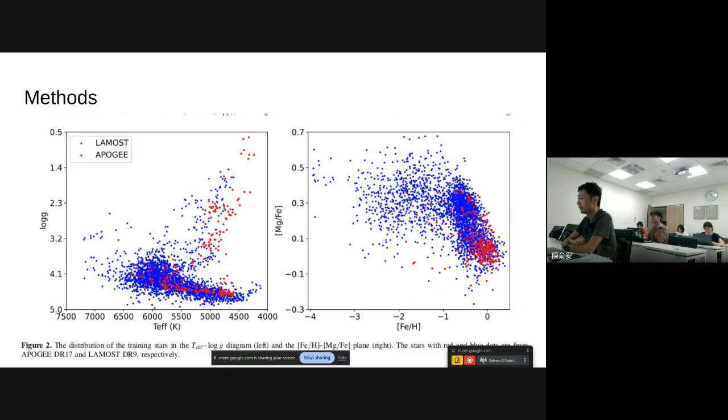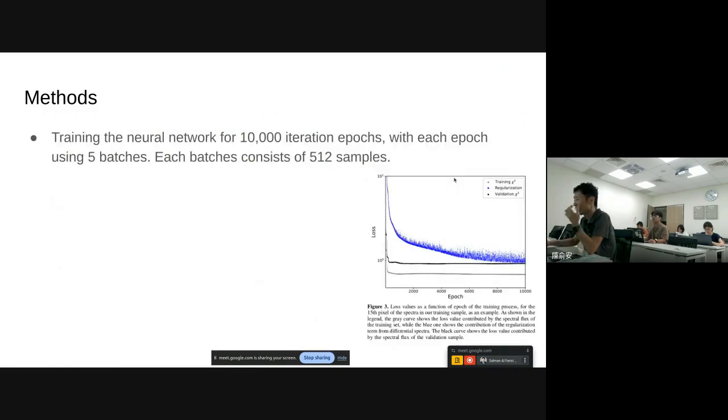Yeah. And then this is the distribution. And this is the result of the training with 10,000 iterations, with each epoch using 5 batches and 500 samples. We can see after 10,000 iterations, the loss value decreased less and became stable at one value.